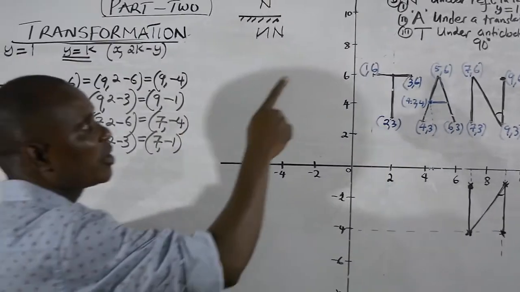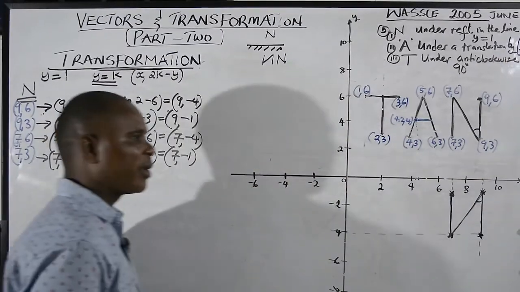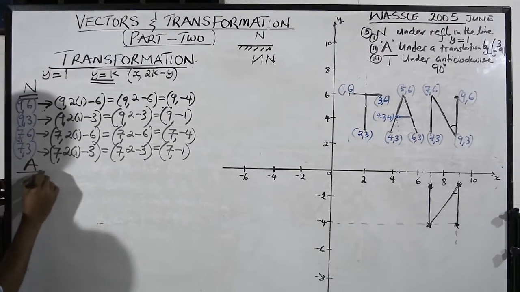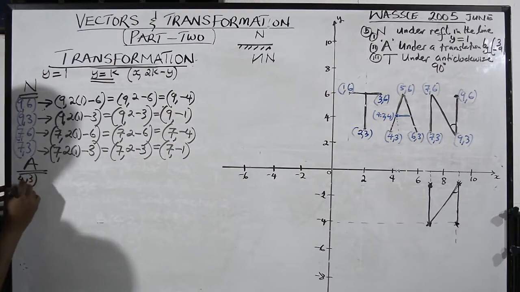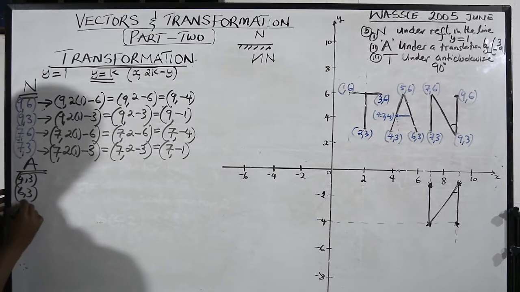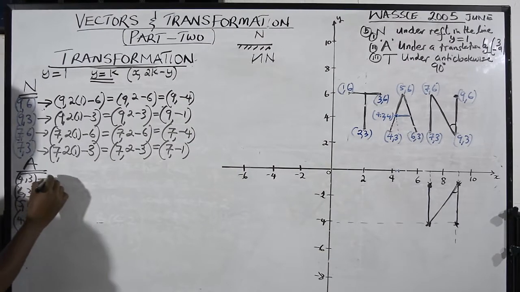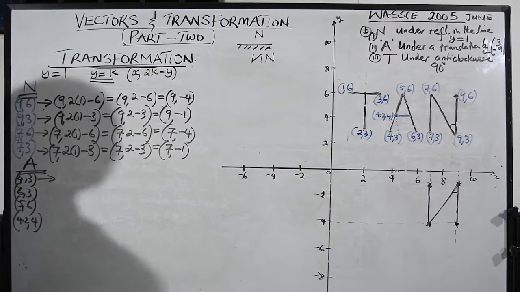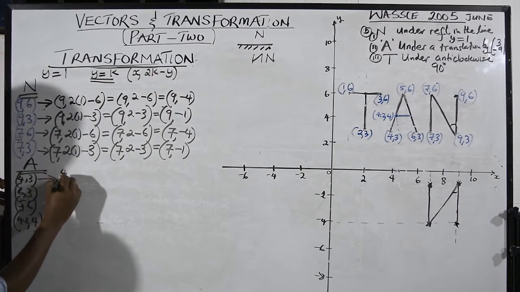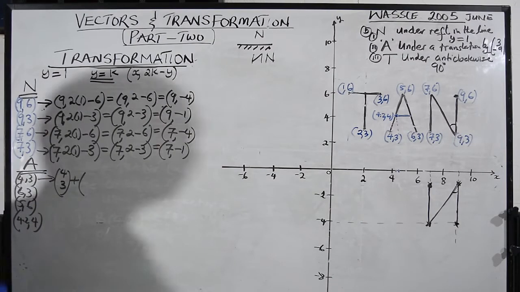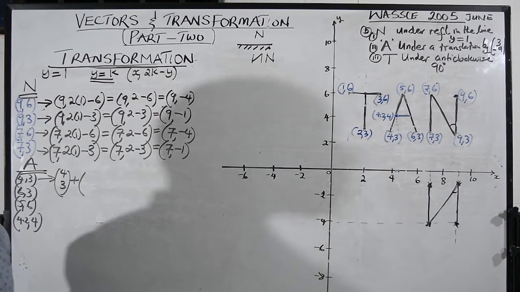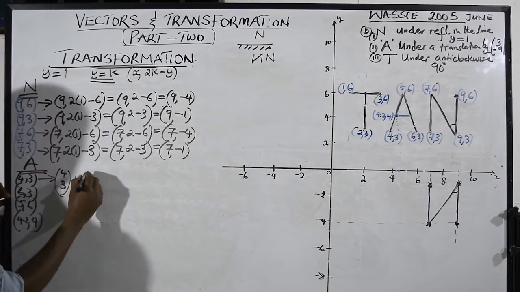So we go to the next question. A, under a translation by the vector 3, minus 9. A has coordinates 4, 3, then 6, 3, then 5, 6, and there is 4.2, 4. This A is translated using the vector 3, minus 9. I use the column form of that vector. Remember, the formula for translation is object plus translation vector, which is the shift vector. The shift vector is 3, minus 9.